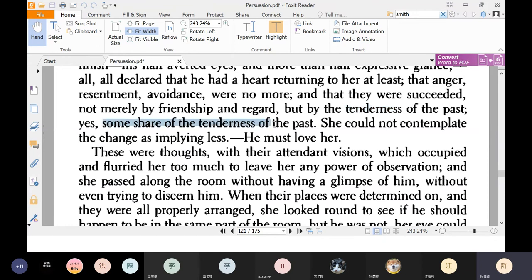Yes, some share of the tenderness of the past. This change, yes. First she says the tenderness of the past, then she says, yes, some share of, some part of the tenderness of the past. This tells us that she knows that maybe she's being too excited. It's not very likely that Wentworth would have all of the tenderness of the past. That she would think this is because she's too excited. After she pauses and then thinks a bit more, she realizes it's more reasonable to expect some share of the tenderness of the past, not all of it. She could not contemplate the change as implying less. He must love her.